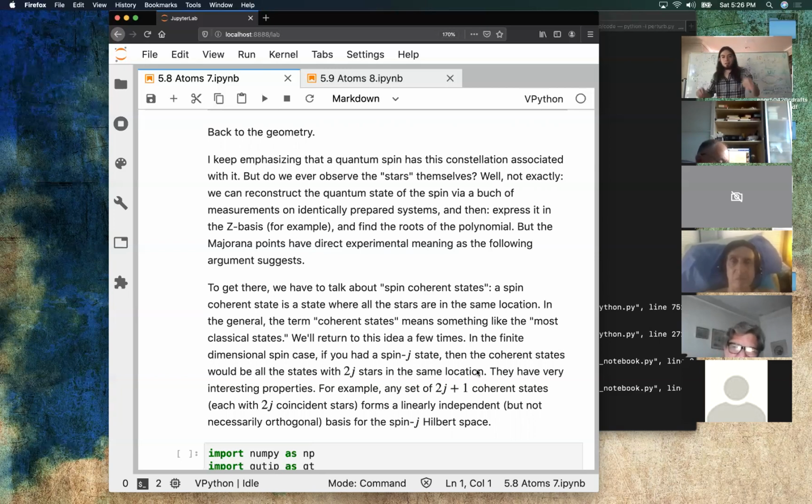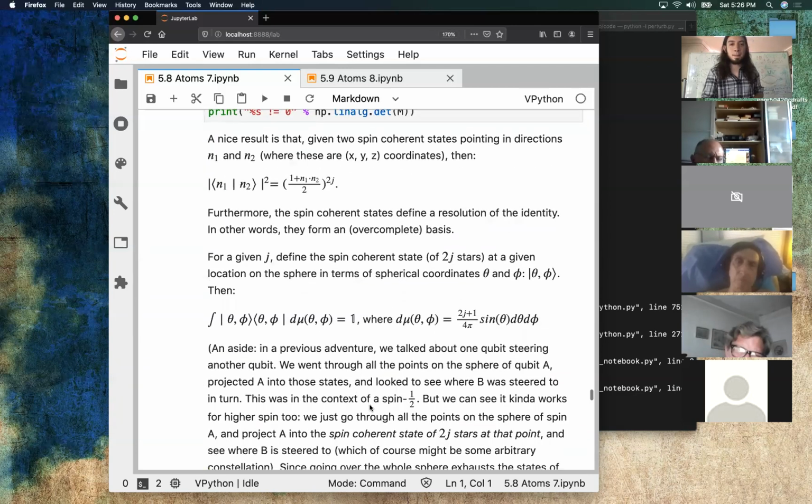So the spin coherent states, later on, by the way, we'll talk about the coherent states of the harmonic oscillator, but these are just spin coherent states. The idea is that they're states where all the points are in the same location. So if you have a spin J state, there are going to be 2J stars at some point on the sphere. That's a spin coherent state.